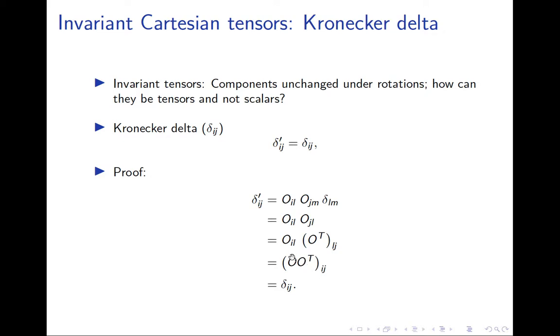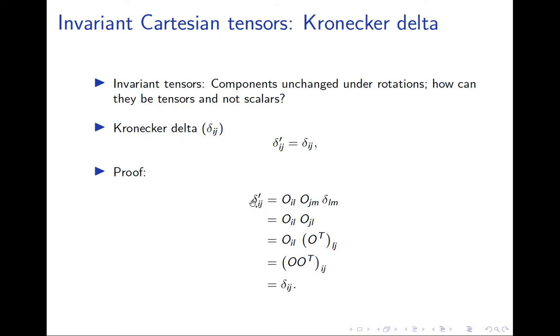But O being an orthogonal matrix, O transpose O is equal to identity, and O O transpose is also identity. So this is identity, and the ij component of identity is just delta ij. Thus, what we have here is that delta prime ij, which is the ijth component in the primed or rotated frame, is equal to delta ij.